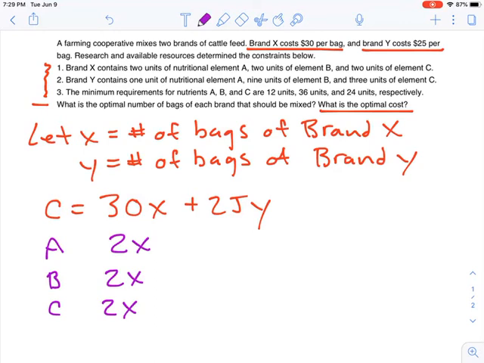Brand Y contains 1 unit of nutritional element A, so that would be 1 times the number of bags, Y. 9 units of element B, so 9 times Y. And 3 units of element C. And of course, we want to add these together.